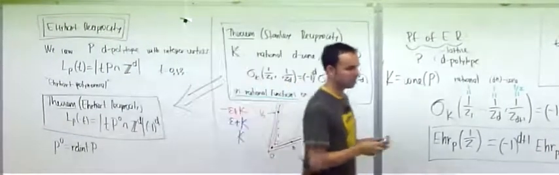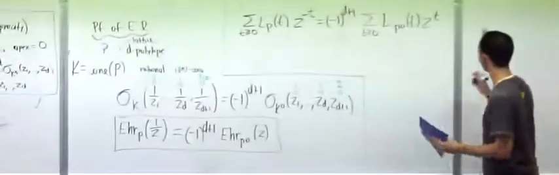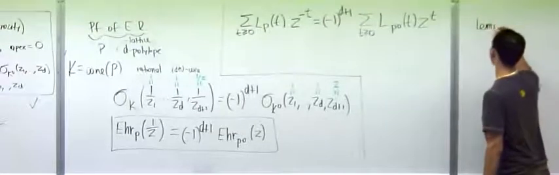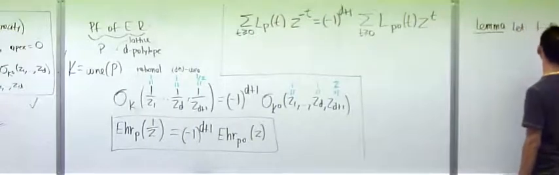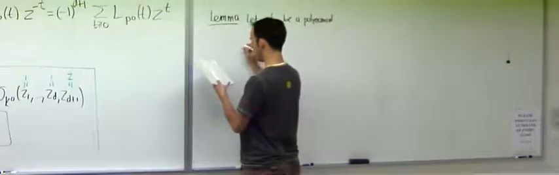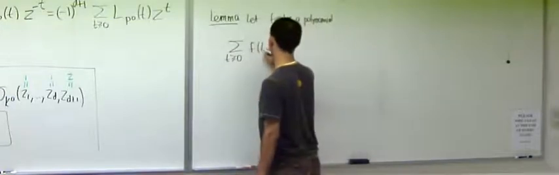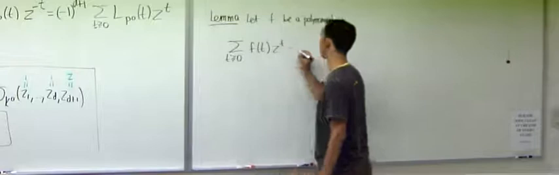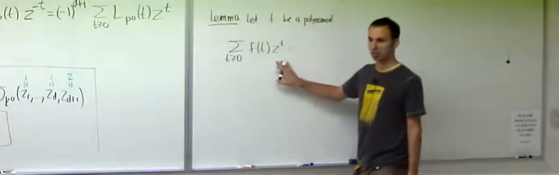So now what we need is a lemma. Actually, I like this lemma, and I had never seen it until I ran into this, and then I first learned about this lemma. Let's say that you have a polynomial. F is a polynomial. So we already discussed, I mean, this is your homework, that if you plug in a polynomial into a series like this, you get a rational function, right?